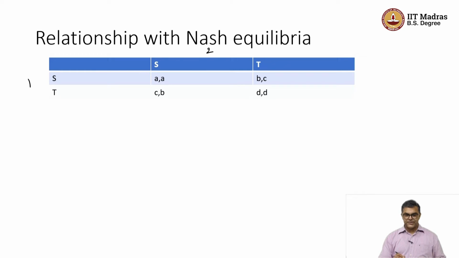So, it is symmetric. If both are playing S, then their payoffs have to be equal, and when they both are playing T, their payoffs have to be equal. And when one is playing S and the other is playing T, their payoffs would be different, but the situation would be reversed when we move from this box to this box. So, this is what is described as a symmetric game.